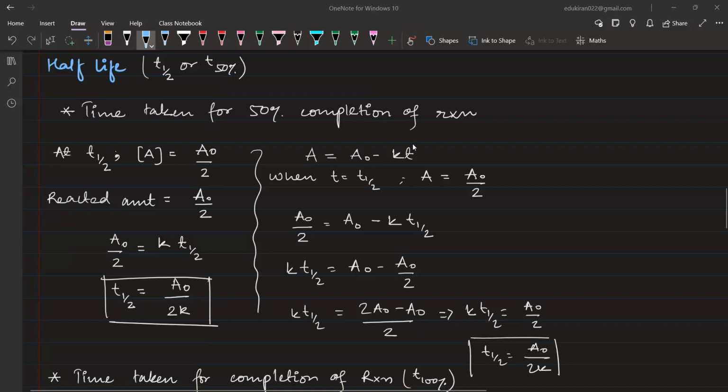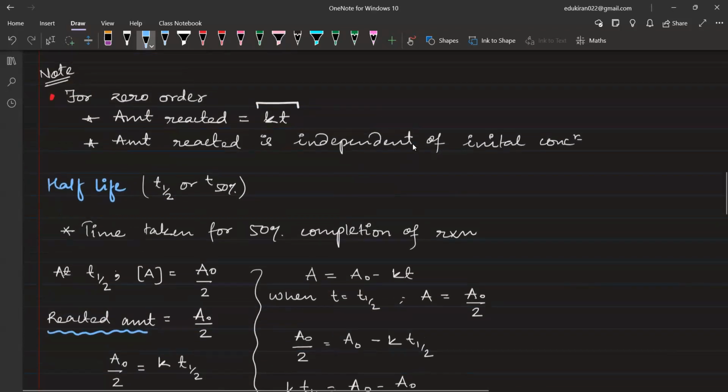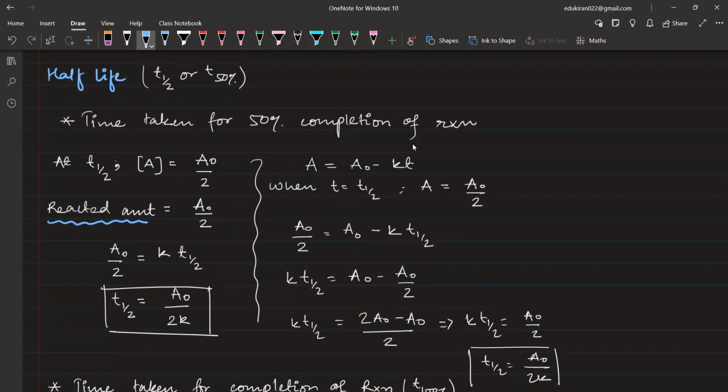So we can directly write, हमने क्या लिखा है, reacted amount is equal to A naught by 2. reacted amount का फॉर्मूला क्या था, Kt, जहां पे t क्या है, T half. बस आ गया फॉर्मूला. A naught by 2 is equal to K T half, so we can write T half is equal to A naught by 2K. This is the formula for the T half of the zero order reaction.